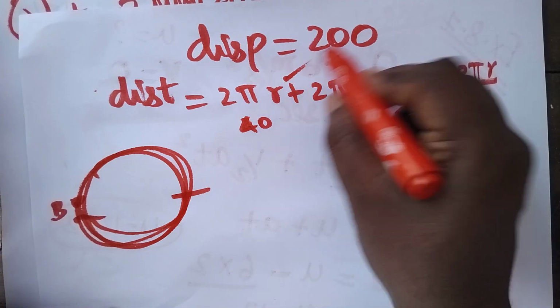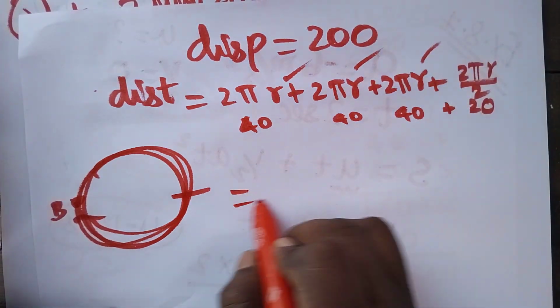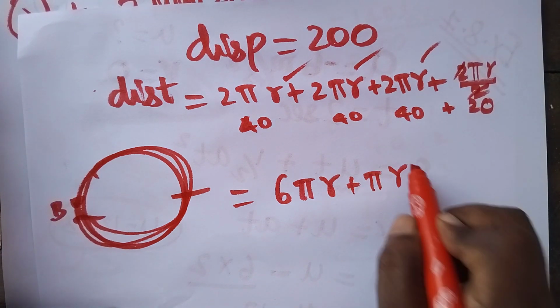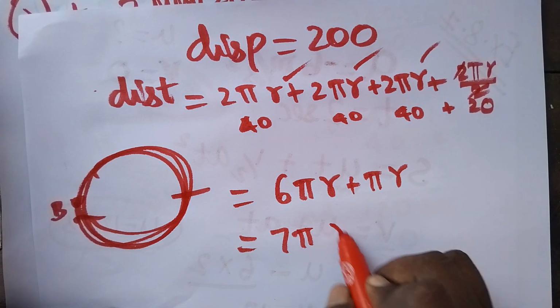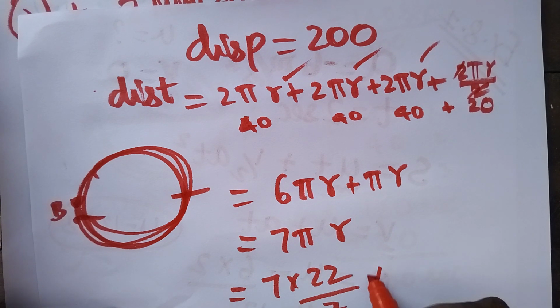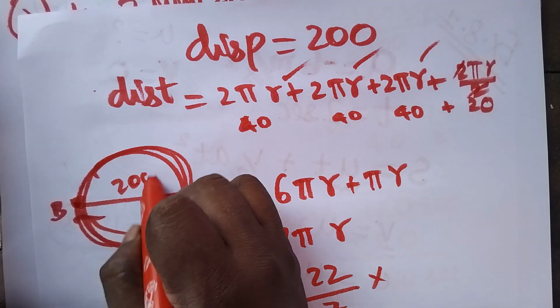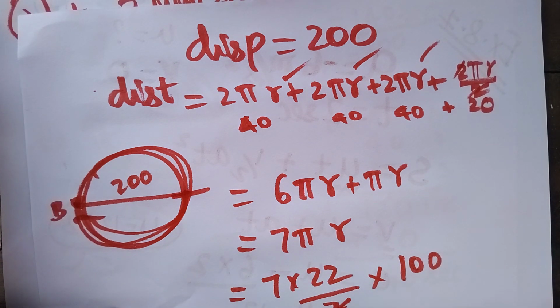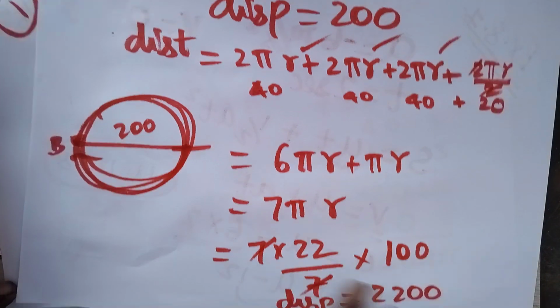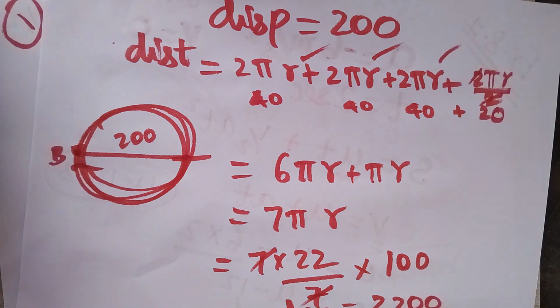So 2πr, 2πr, 2πr, that is 6πr, plus half of 2πr, which is πr. So what I'll get? 7πr. So 7 into π is 22 by 7. Radius: diameter is 200, so radius is 100. 7 gets cancelled, 2200. This is the distance. Then we'll go with the next problem, problem number 2.